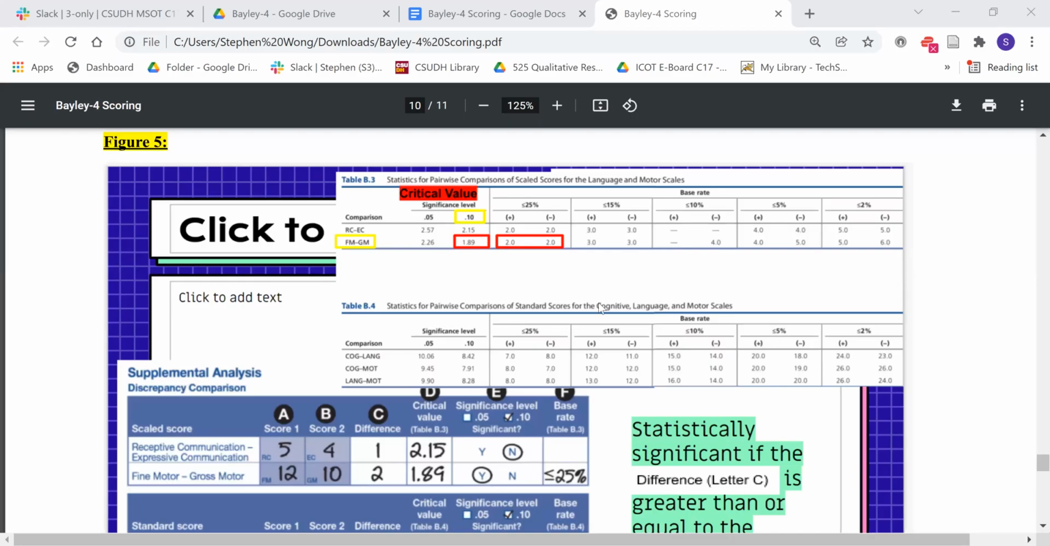All right. Hello, everyone. I know the scoring for the discrepancy comparison on the Bayley is a little confusing, so I just wanted to make a quick video just in case everyone wanted a little more explanation.